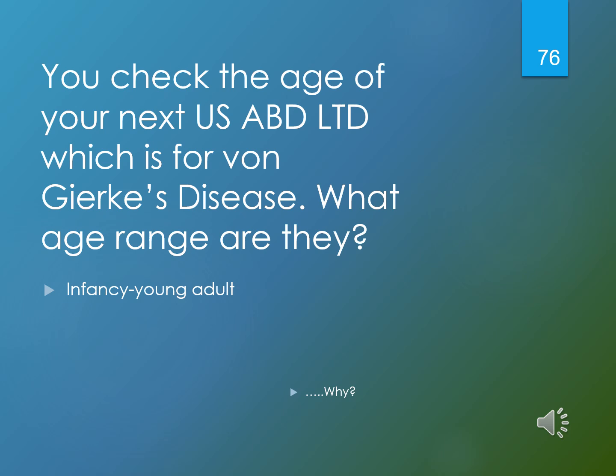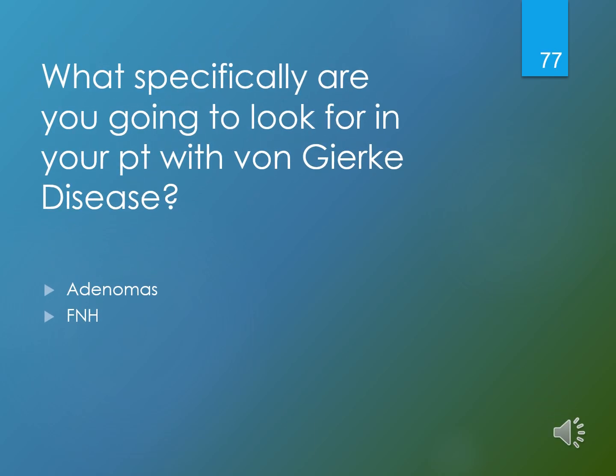You check the age of your next ultrasound abdomen limited scan, which is for von Gierke's disease. What age range are they? Infancy to young adult. Why? Unfortunately, many patients who have von Gierke disease don't live beyond young adulthood. What specifically are you going to look for in your patient with von Gierke disease? You're going to look for adenomas and focal nodular hyperplasia. We'll talk about those more later.